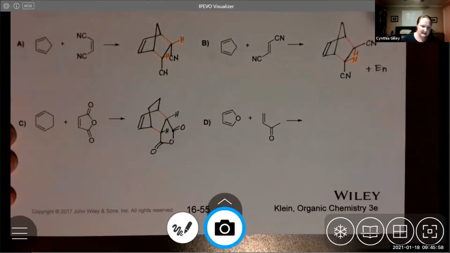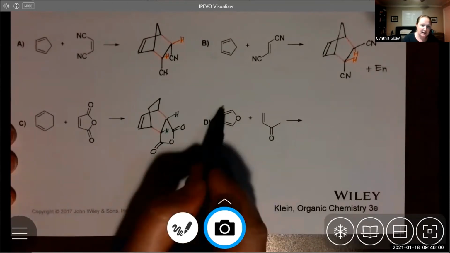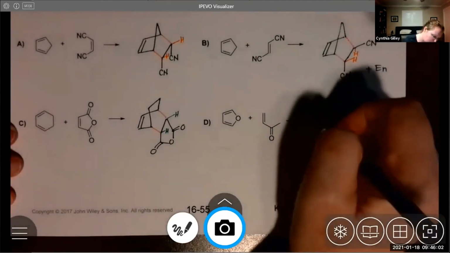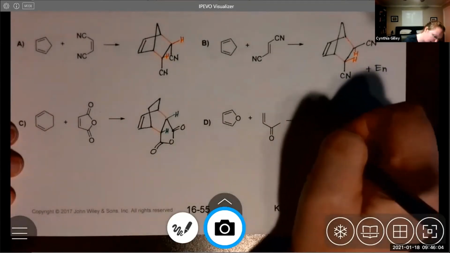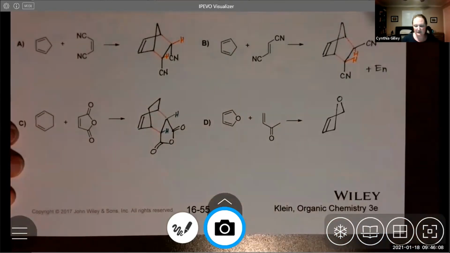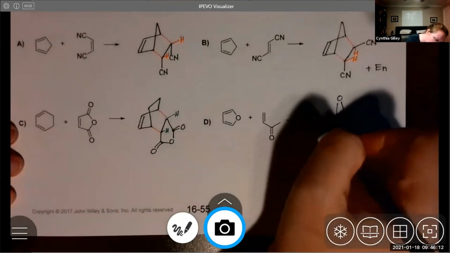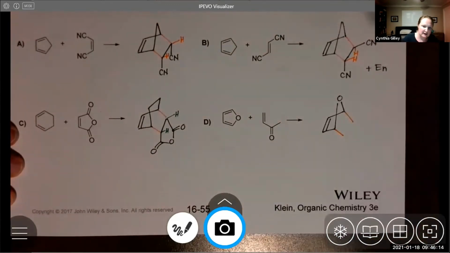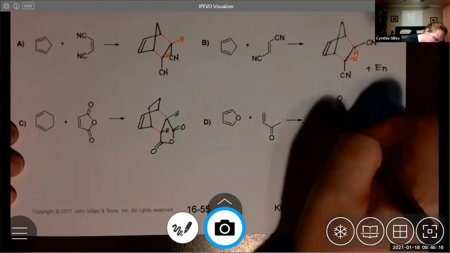Looking at the next example, we just have an oxygen as part of the ring, no problem at all. It's exactly like a 5-membered ring. We're just going to connect it to an oxygen. Then we can start connecting this to the dienophile.